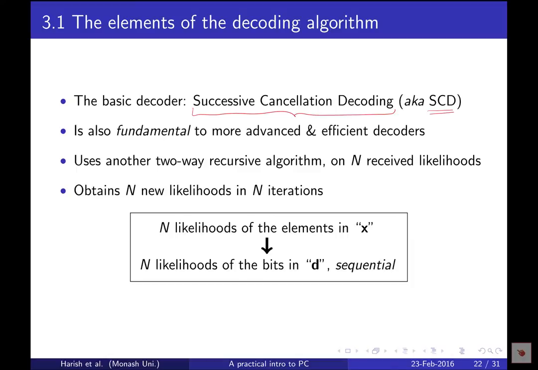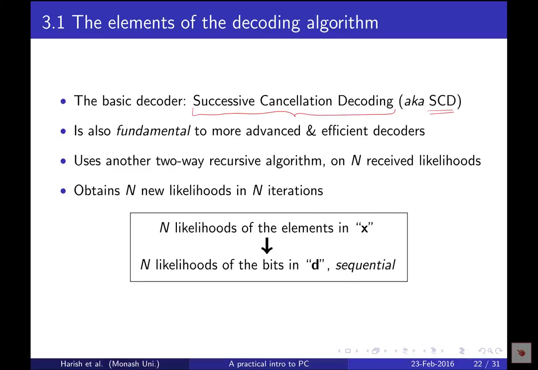though it has an impressive performance for its complexity, it is inferior to other decoders. Therefore people have improved upon it, but understanding this decoder is very critical, because this is going to be a fundamental block for those advanced and more efficient decoders. So in that way, without learning successive cancellation decoding, polar codes are not complete at all.